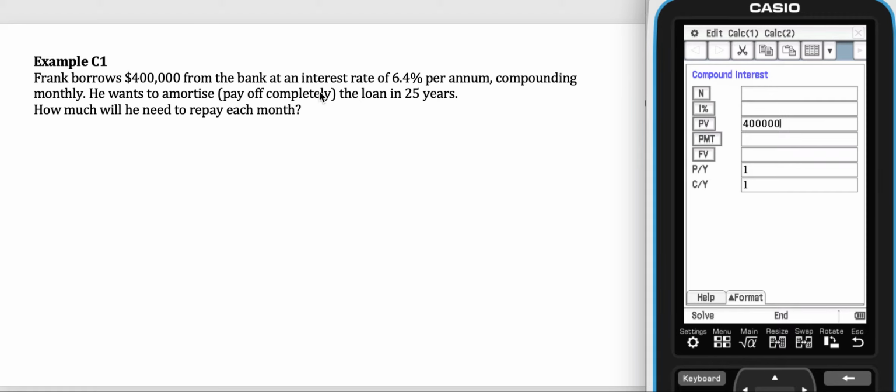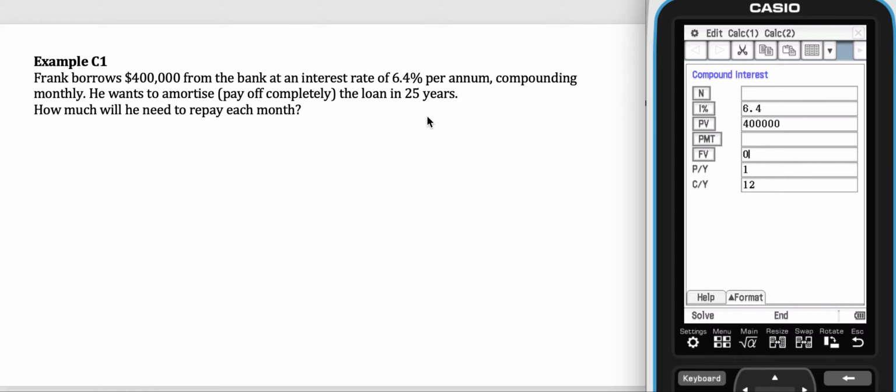At an interest rate of 6.4% per annum, so I is 6.4, compounding monthly, so compounding periods per year is 12. And he wants to pay off the loan. So we're talking about paying off the loan until it's completely gone. There's no more money owing. So that means the future value is 0. Pay off means the future value is 0 in 25 years.